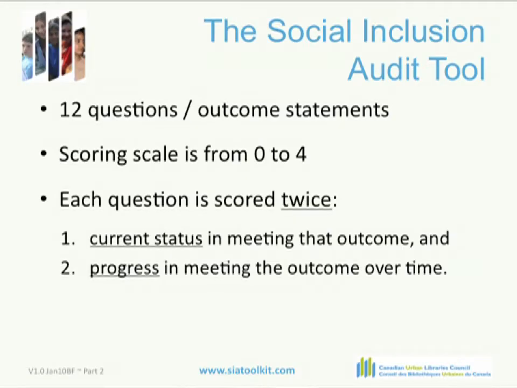As you can see from this slide, the social inclusion audit tool is quite simple. There are 12 questions, and they are outcome-based statements. The scoring is on a scale from 0 to 4, and we've requested that each question is scored twice. We're looking for the audit tool to be based on scoring the current status in meeting an outcome, as well as the organization's progress in meeting that outcome over time.